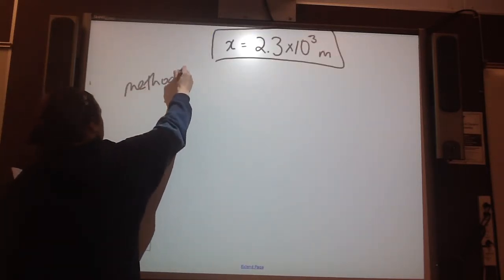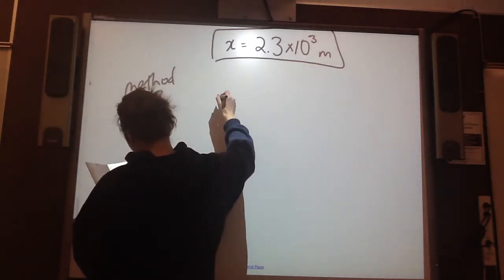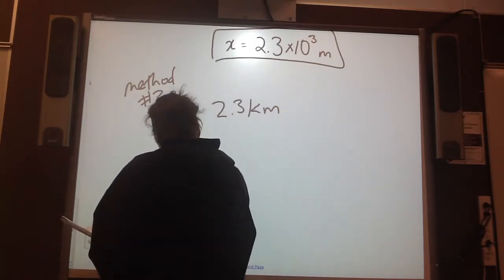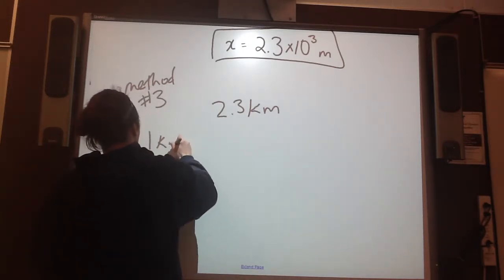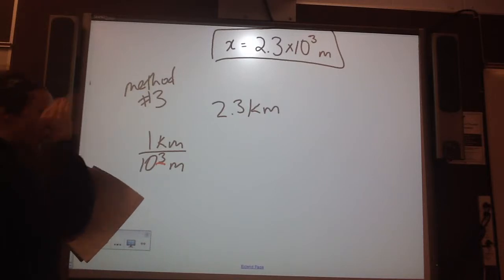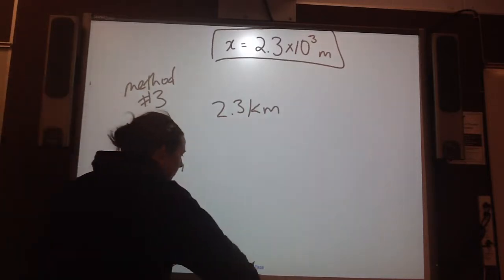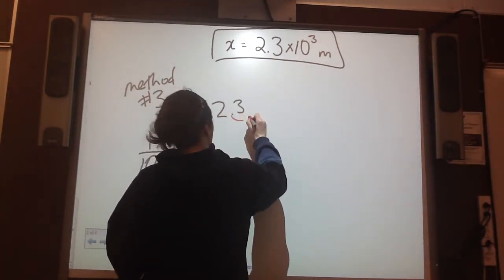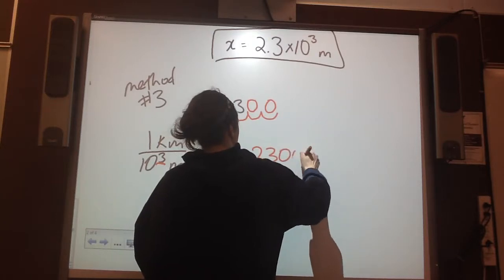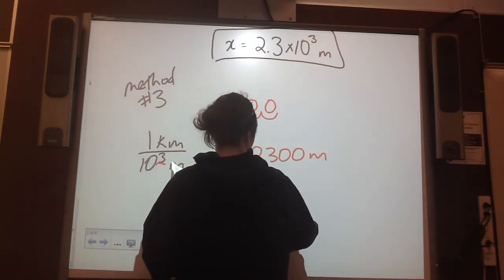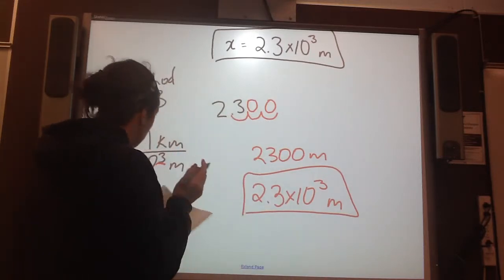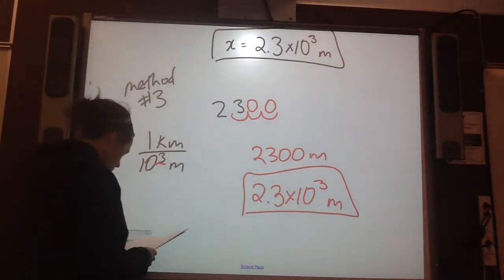Okay, and method number 3. Say we start with our 2.3 kilometers. I know that for every 1 kilometer, I have 10 to the power of 3 meters. This means move the decimal place to the right 3 spots to get a larger number. So if I do that, 1, 2, 3, I fill these spots. Now I have 2,300 meters. Again, sig digs, it's 2.3 times 10 to the 3 meters. Okay, so this should be starting to feel familiar to you.